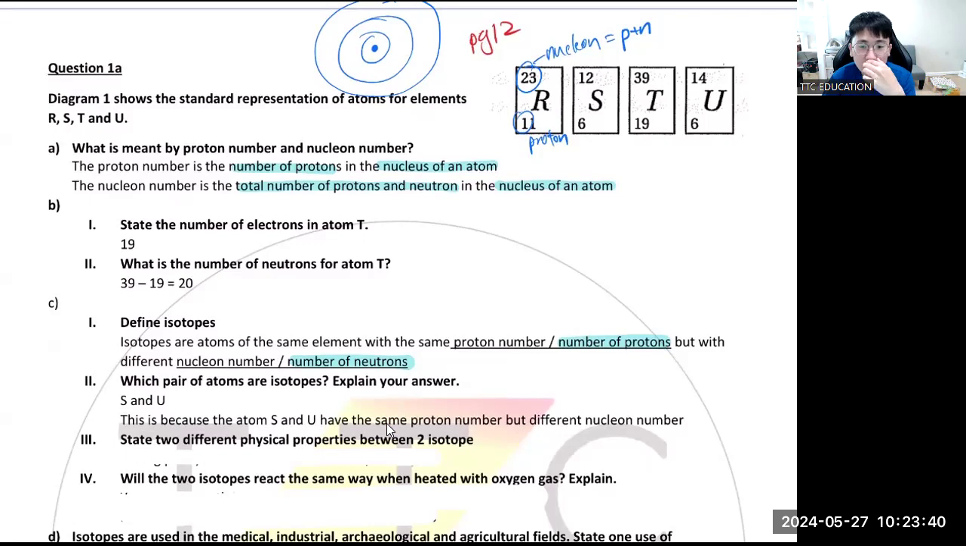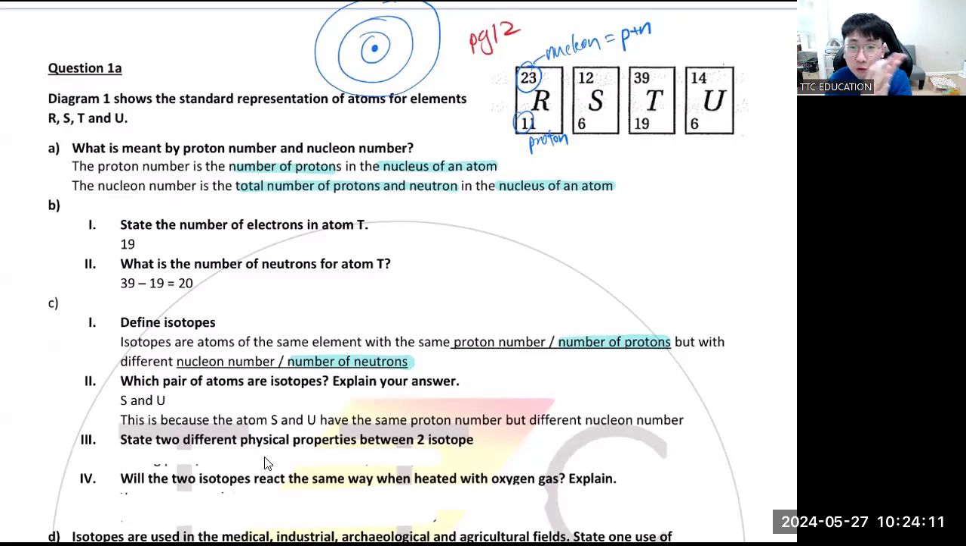Okay, and then state two different physical properties between two isotopes. So guys, when we talk about isotope, we have same something, different something, but now they want to link to this thing called physical property. So what are physical properties? Physical property is something that you can measure, such as melting point, boiling point, density, electrical conductivity, solubility in water. All this is something that you can measure.